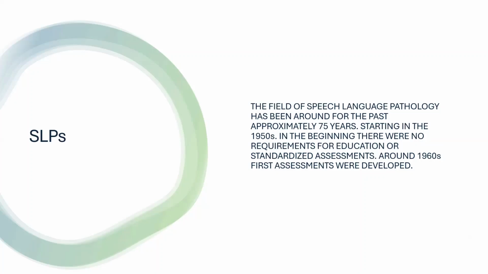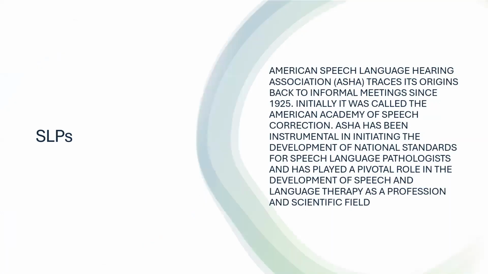And believe it or not, there's a couple of assessments that we use with aphasia, when you lose your language due to a stroke or a brain injury, that were created in the 1960s that we still use today because they're so great. They got it right. So I talked about ASHA, and they started in about 1925 informally, and in the beginning they had 25 core members, but they are really the ones that were instrumental in initiating the development of recognizing speech pathologists as a core profession and a scientific field.